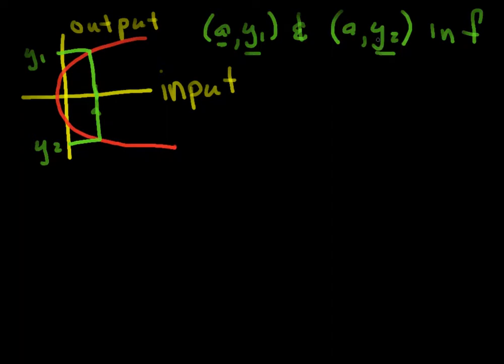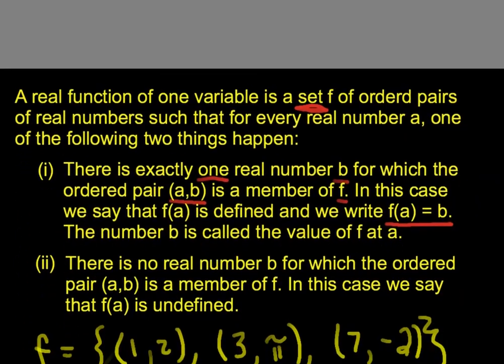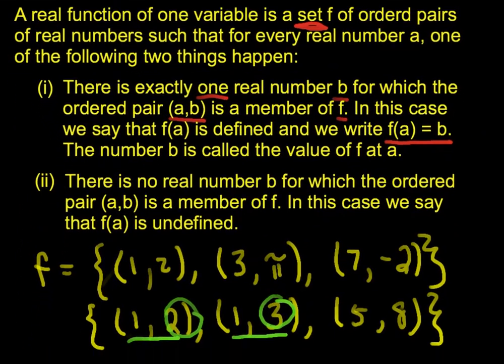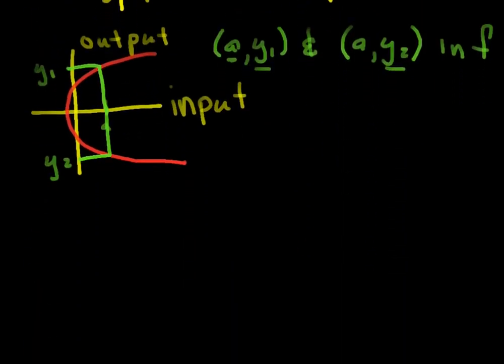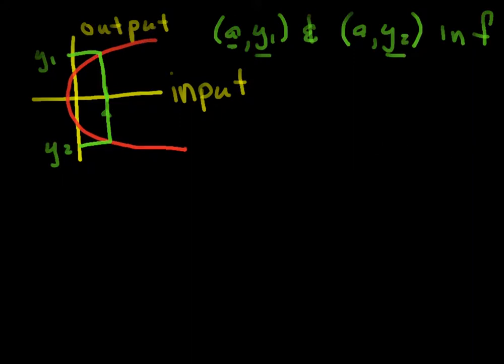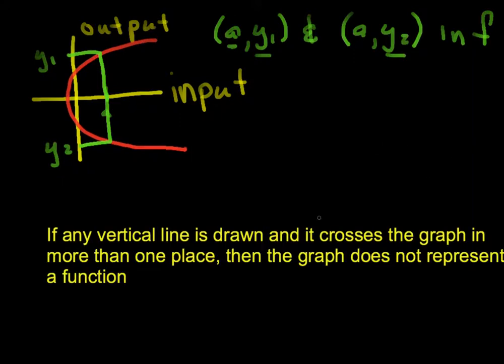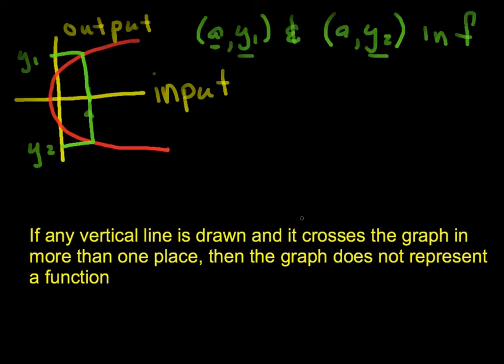we had above. We can remind ourselves, we can look at it. A real function is a set. There can be exactly one real number B in which this ordered pair is a member. But in this example, we violated that. And in general, we have this rule. If any vertical line is drawn and it crosses the graph in more than one place, then the graph does not represent a function. And that can be called the vertical line test.